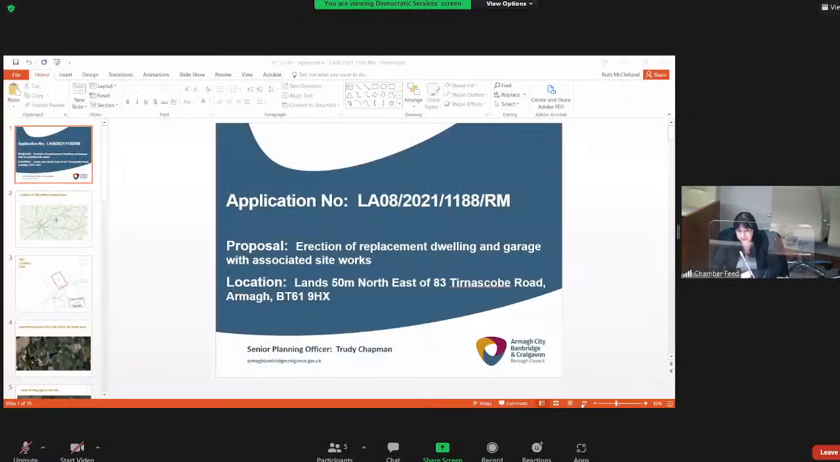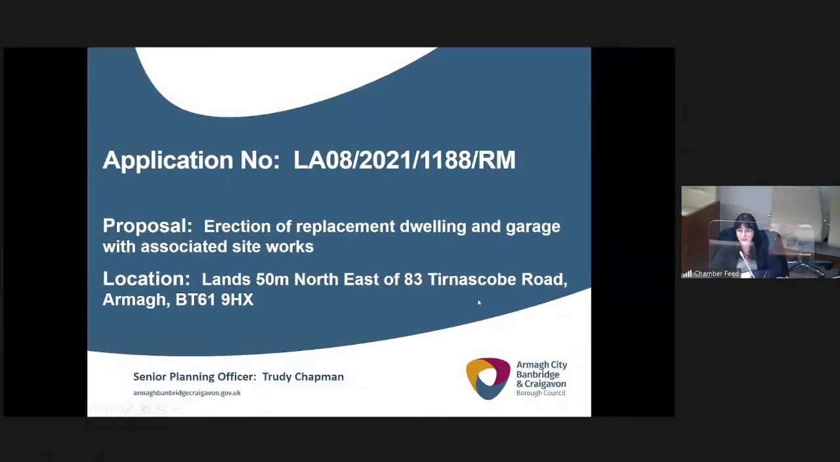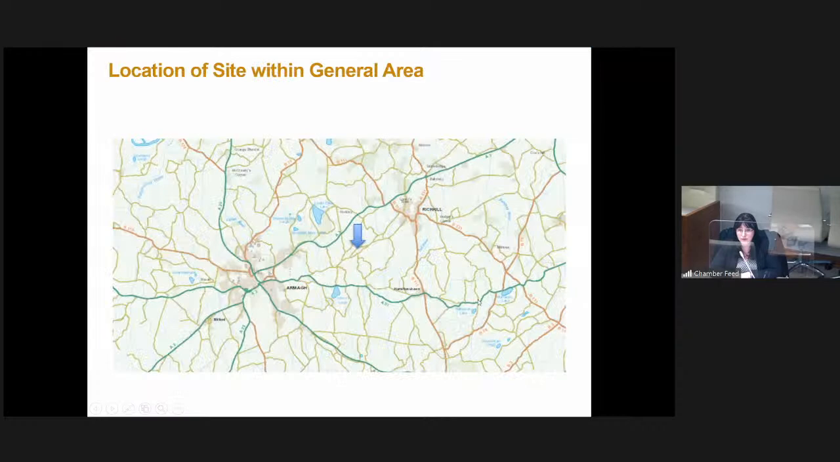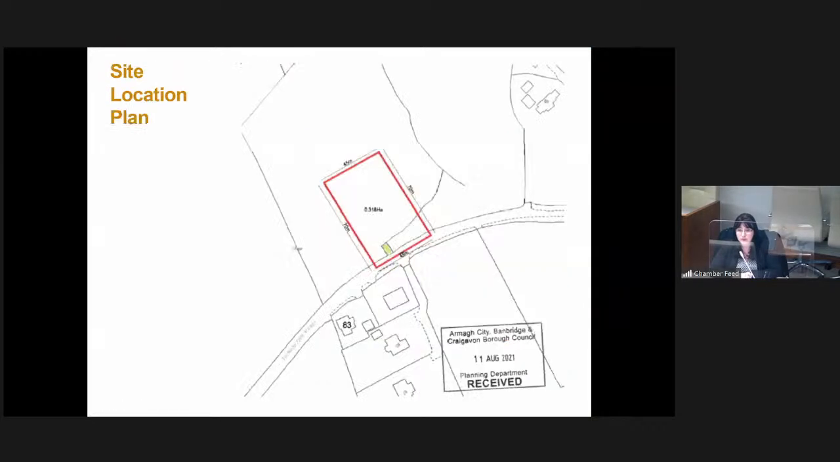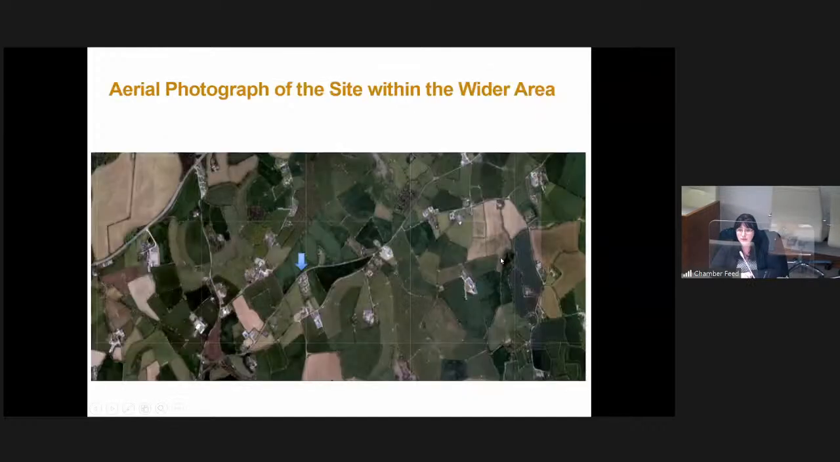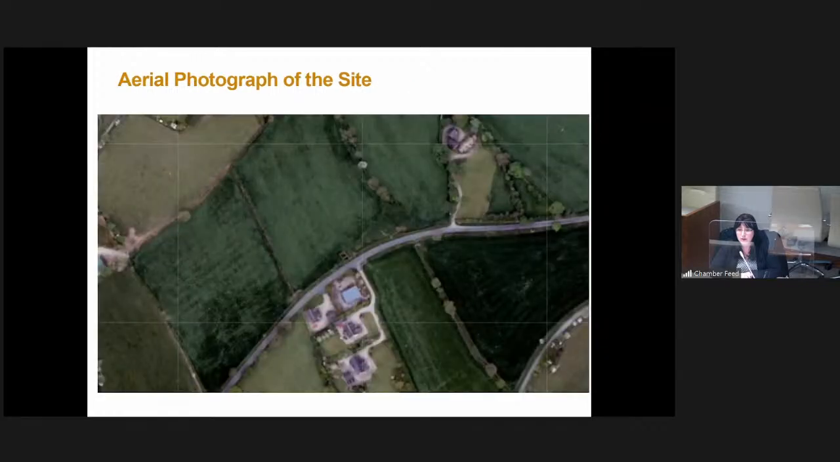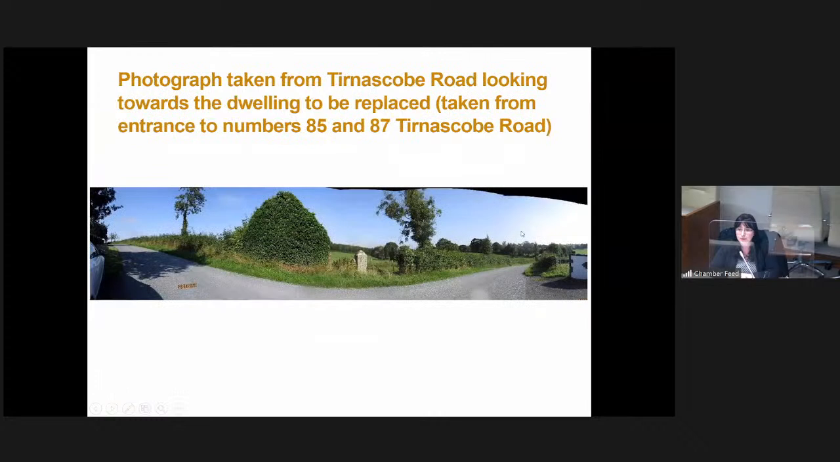And if we could just go to the slides, please. So that's our location of the site within the general area. Next slide, please. That's our site location plan. You'll see the dwelling to be replaced is highlighted in green. Next slide, please. That's our aerial photograph of the site within the wider area. Next slide. This one, it might not be that clear on, it should be on your iPads, but you can actually see the dwelling to be replaced and the 4 walls intact. Next slide, please.